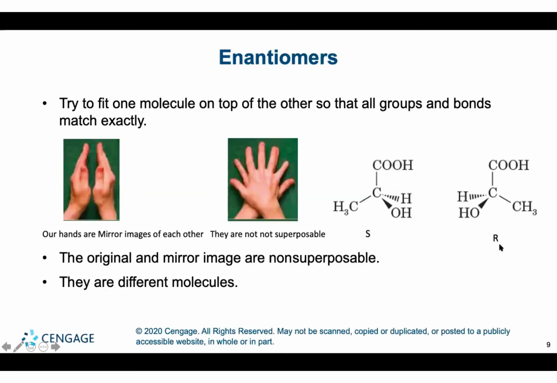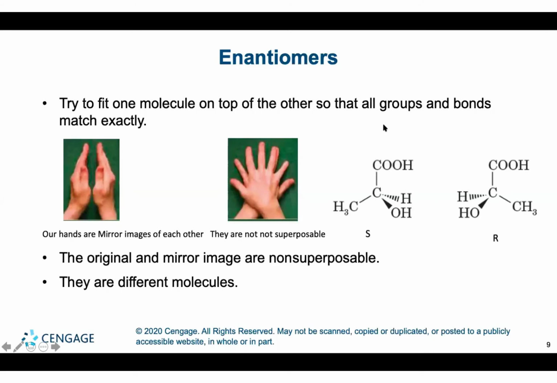Enantiomers always have opposite R and S configuration. It means that if one stereocenter is S configuration, the same stereocenter in the other compound would have the opposite configuration, which is R here. So these two are enantiomers of each other, and as you see, they also have opposite configuration.